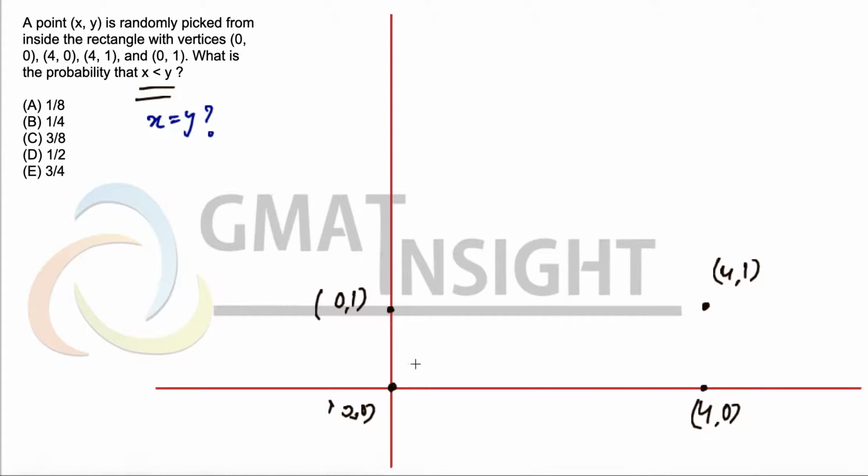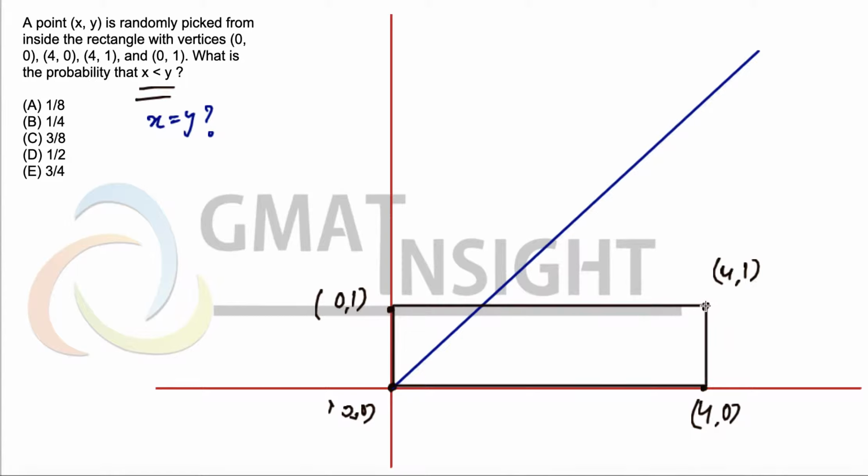So quickly drawing a line, x is always equal to y when we draw a line at 45 degrees, which is equidistant from the two axes, that means the x and y axis. So we get a figure like this, right? Let me also complete the quadrilateral, the rectangle that we had to draw. The rectangle that the question expects us to draw looks like this.